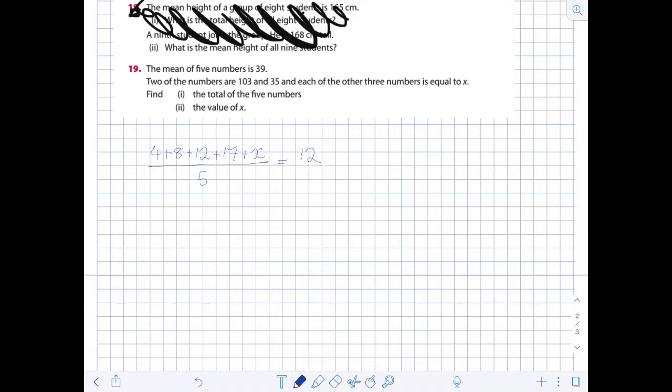So that's going to be 4, 12, 24, 31, 41. So we have 41 plus x all over 5 is equal to 12. So that will now give us 41 plus x is equal to 60 when we cross multiply. And x therefore is equal to 60 take away 41, x is equal to 19.